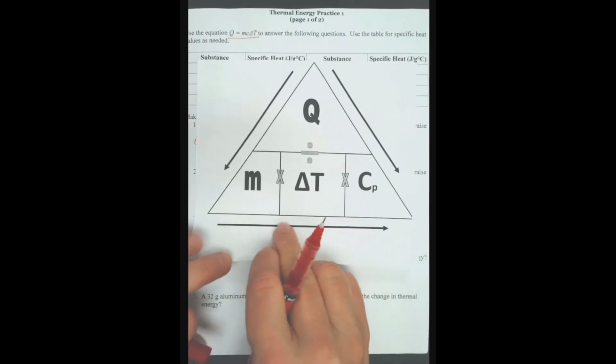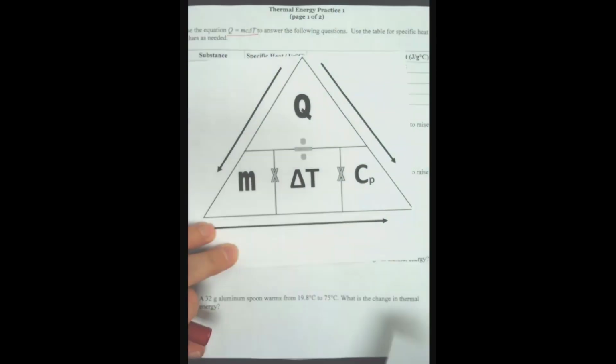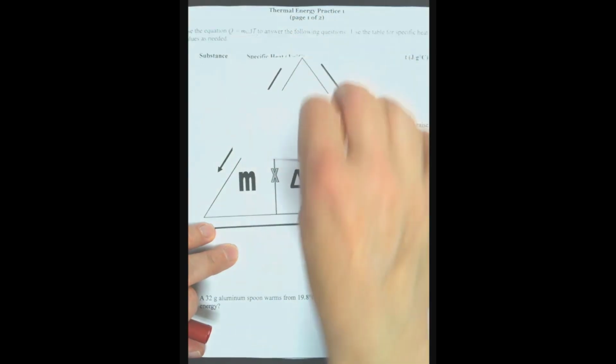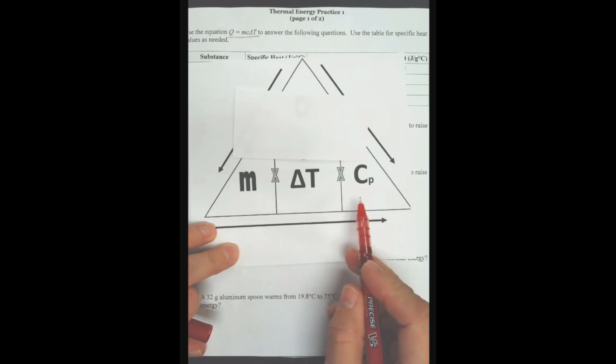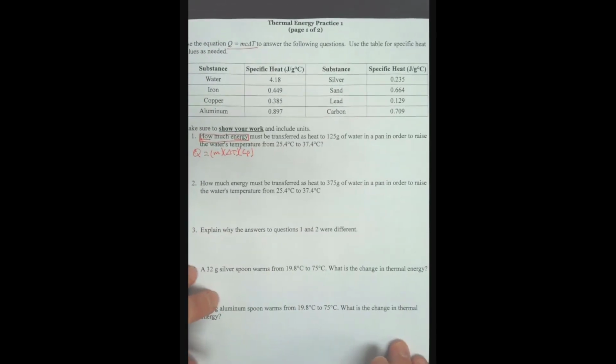So Q equals something. Going back to our specific heat triangle, or our Q triangle, we're trying to find Q, so that's what we're going to cover up. And what's left is mass times the change in temperature times the specific heat. So we know that Q equals mass times the change in temperature times the specific heat. And again, I use CP as specific heat in my classroom because I think it mitigates confusion when it comes to using C for degrees Celsius.